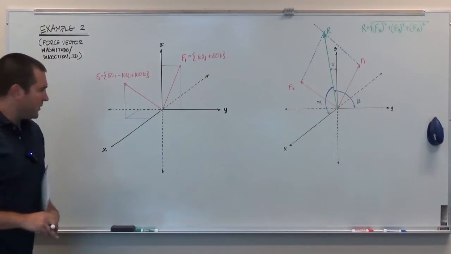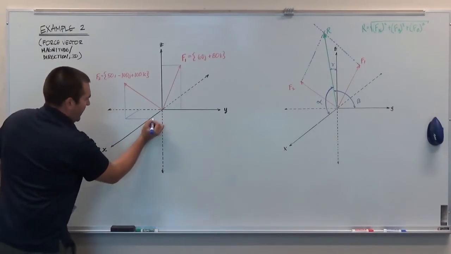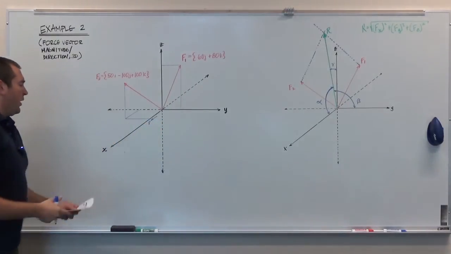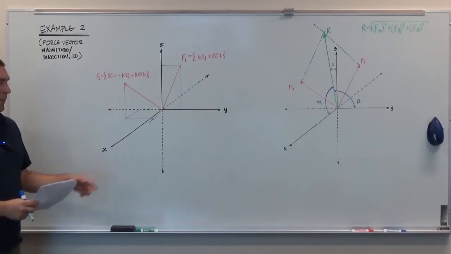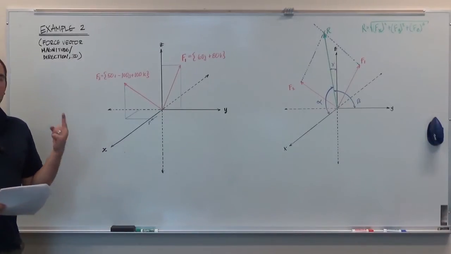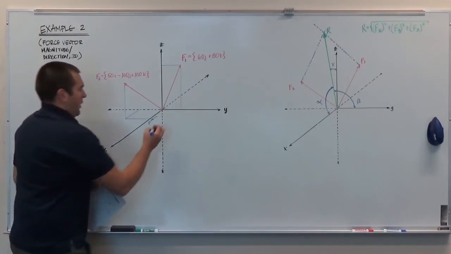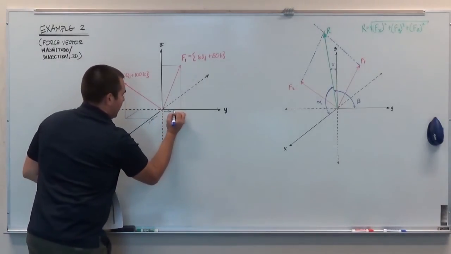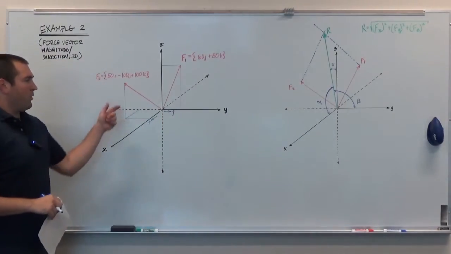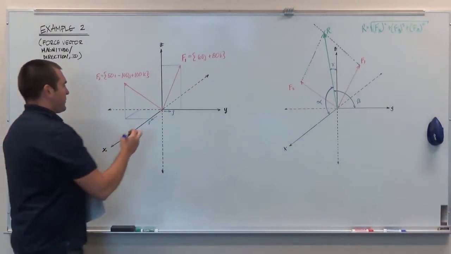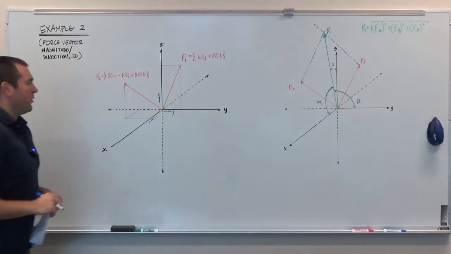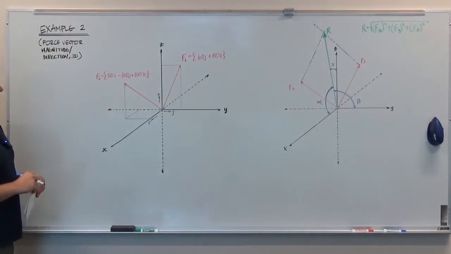And I can even draw those on here just to keep them in mind. i is a unit vector that's pointed only in the positive x direction. All right, so a unit vector has a magnitude of 1. The j unit vector has a magnitude of 1. It's pointed in the positive y direction. And the k unit vector has a magnitude of 1 and is pointed in the positive z direction.